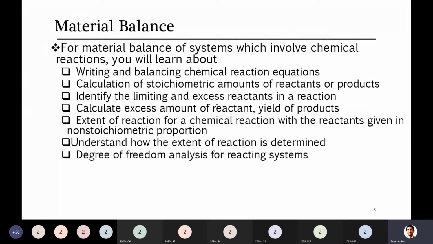Then there is degree of freedom analysis for these reacting systems. Up to here, degree of freedom analysis was very simple, like you have to look at only two things. What were those two things which you involved till now? Unknown variables and independent equations. Yes, good. Only the number of unknowns and independent equations which you can write for that system.